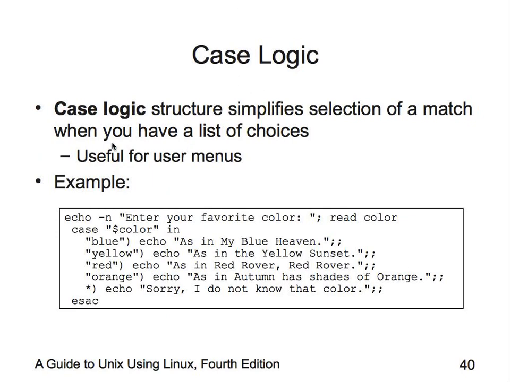Case logic is a quicker way to do this. Usually these are used when you build some sort of menu system for users to tell you things. You could emulate case logic with a bunch of if statements, right? So in this case, we asked the user to enter their favorite color, and we read the color, and then we did this case statement based on the color. If it was blue, we echoed as in my blue heaven. If it was yellow, we echoed this. If it was red, we echoed that. If it was orange, we echoed that. If it was anything else, we echoed an error message.